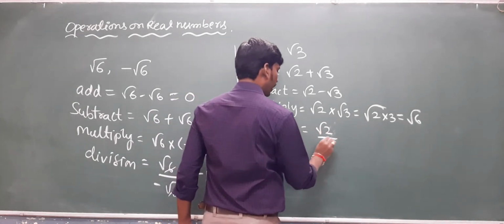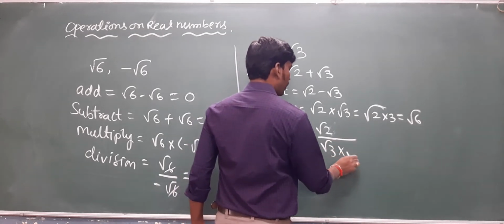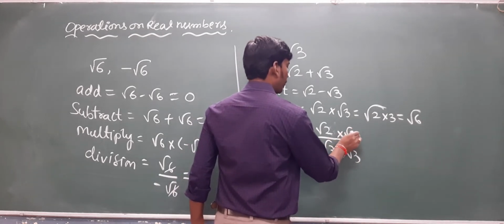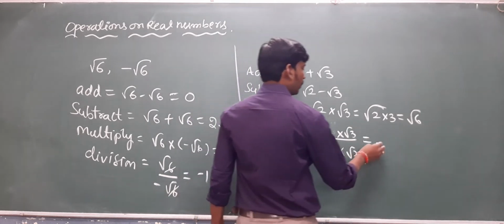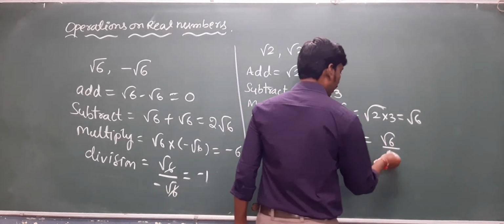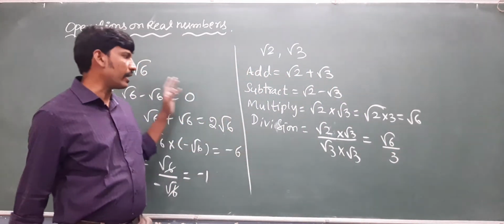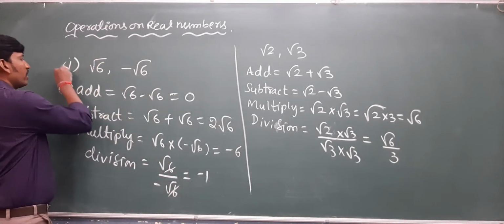root 2 divided by root 3. So in the denominator part, I don't want to see any irrational number. You should multiply and divide with root 3 into root 3. This will become root 6 by 3. Now observe here, in this case and in this case. This is case 1, and this is case 2.